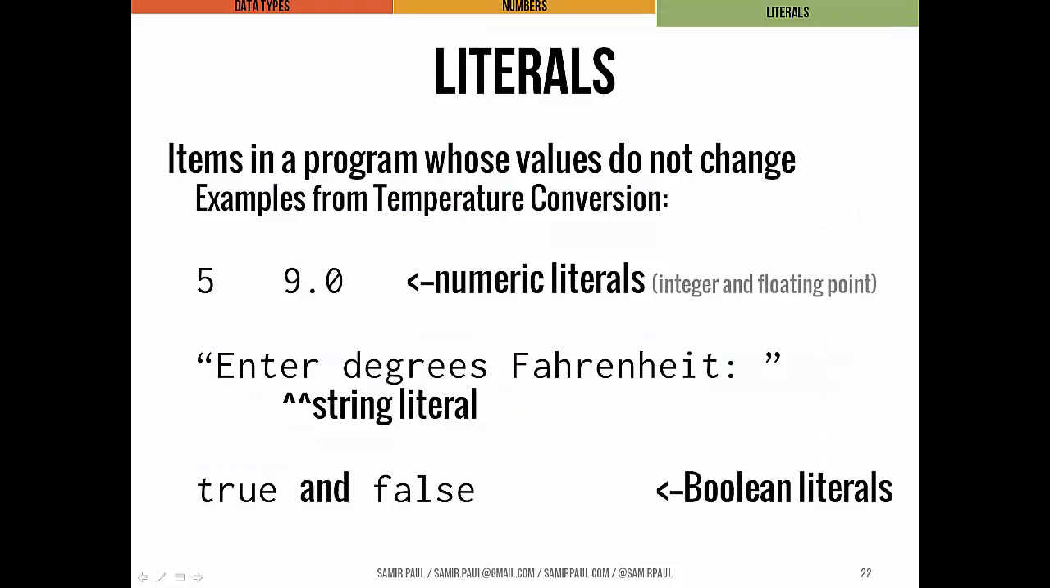We define literals basically in contrast to variables. Variables can change. Their values can change. Literals cannot change. If you think about 5 or 9.0 or this string, enter degrees in Fahrenheit, or true and false, those are Boolean literals. These are values that just don't change. You're not going to change the value of 5. That's why we call it a literal. We just take it at face value.